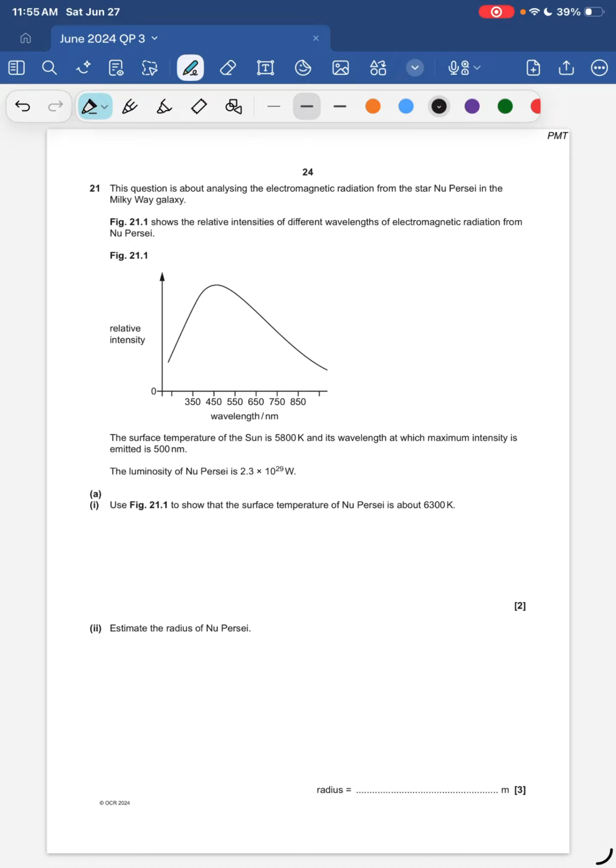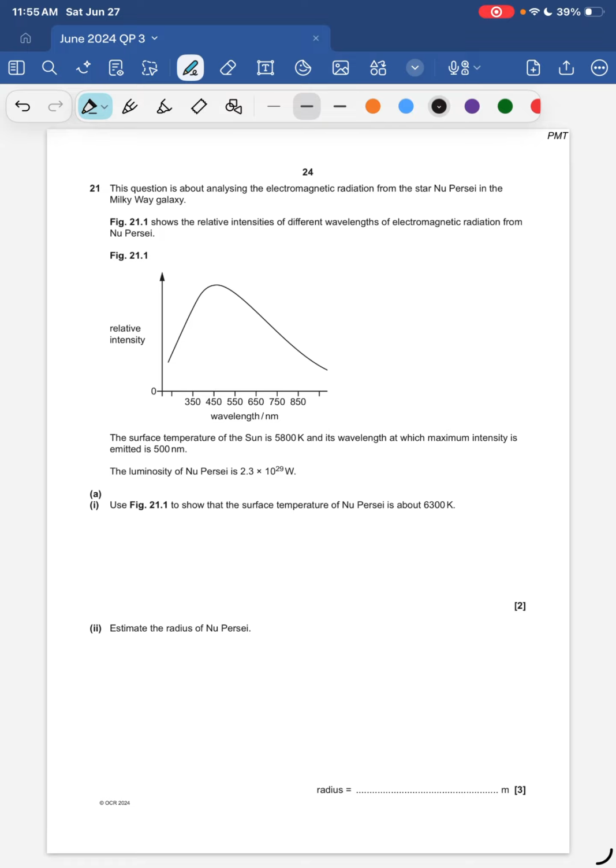So figure 21.1 shows the relative intensities of different wavelengths of electromagnetic radiation from Nu Persei. The surface temperature of the sun is 5800 Kelvin, and its wavelength at which maximum intensity is emitted is 500 nanometers. The luminosity of Nu Persei is 2.3 times 10 to the 29 watts. Use figure 21.1 to show that the surface temperature of Nu Persei is about 6300 Kelvin.